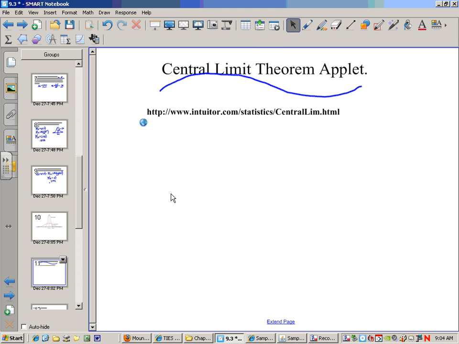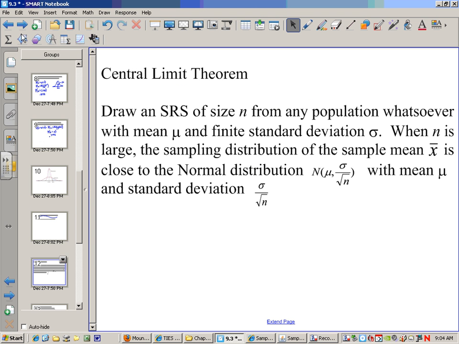So this is a really big idea for statistics. It's the central limit theorem. If we draw an SRS of size n from any population whatsoever, it doesn't have to be normal, it can be any population with a mean of mu and a finite standard deviation of sigma. When n is large, the sampling distribution of x bar is close to a normal distribution, with a mean of mu and a standard deviation of sigma over the square root of n.